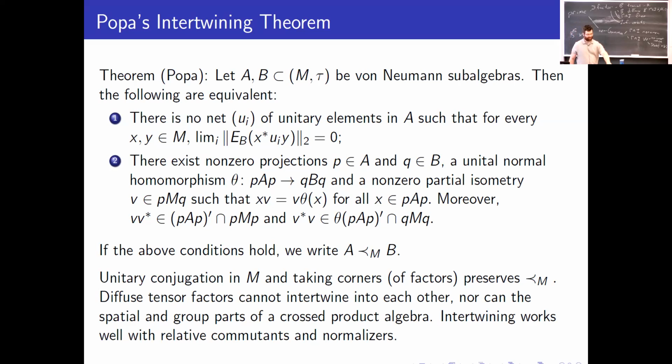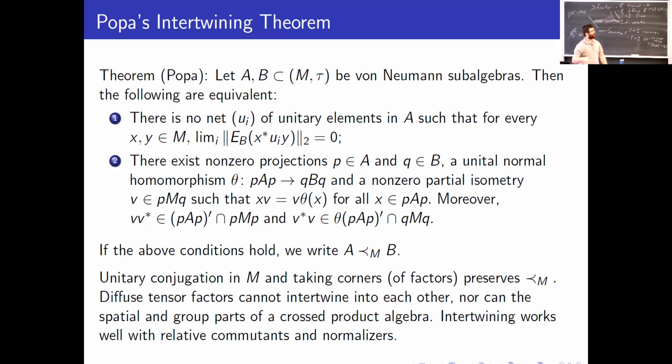For us, what's particularly nice is that if you have two tensor factors that are diffuse, neither can intertwine into the other. So they're permanently separated in this view. Actually, same thing for a cross product: as long as they're both diffuse, the spatial part can't intertwine into the group part, and the group part can't intertwine into the spatial part. So they're separated in a very fundamental way.